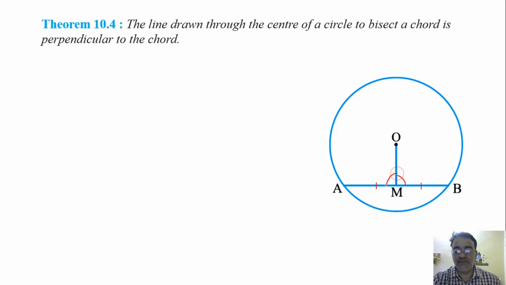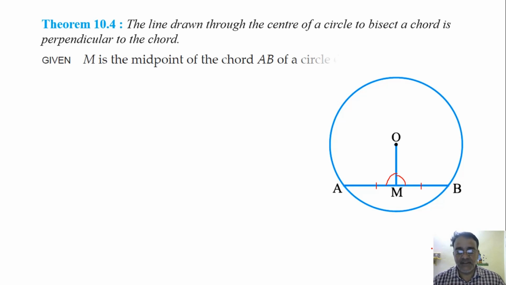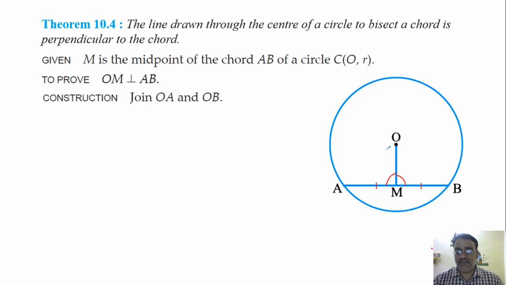So how do we show it? Let us start with the given: M is the midpoint of the chord AB of a circle with center O and radius R. And we have to show that OM is perpendicular to AB. Construction: join OA, join OB. Now we have to show that these two triangles are congruent.